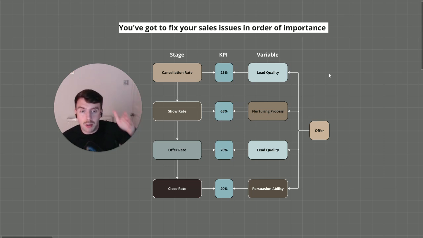But yeah, basically, we'd be like, okay, offer rate's really low, lead quality mustn't be very high, therefore we need to make some changes to the funnel or to the offer or to the ads or to whatever marketing you're doing to improve the lead quality. Then, let's say we implemented those changes and all of a sudden our lead quality jumps up massively.